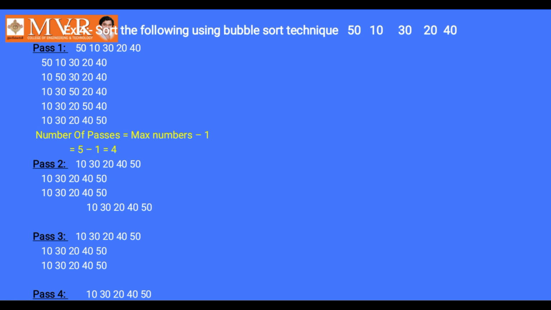So the maximum number of passes is equal to the number of elements minus 1. Here the number of elements is 5, so the number of passes will be 5 minus 1, that is 4. So I have to perform 4 passes to sort all the elements in ascending order. This is a simple example. You can also follow this procedure while writing your assignment.